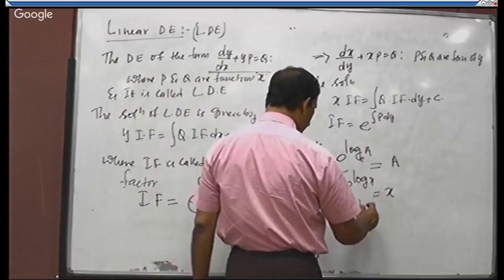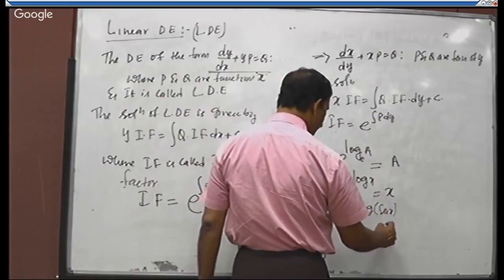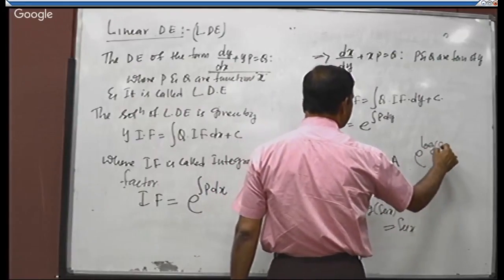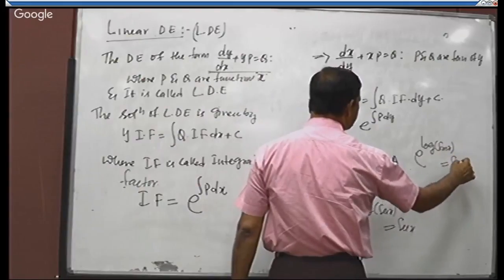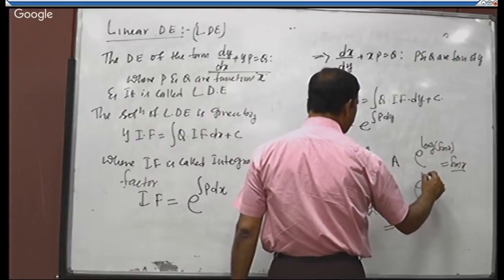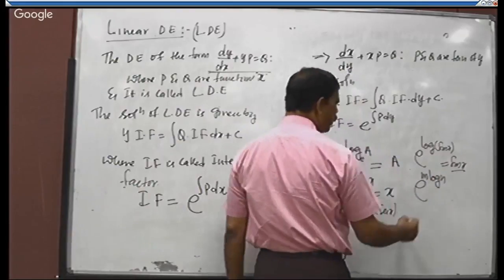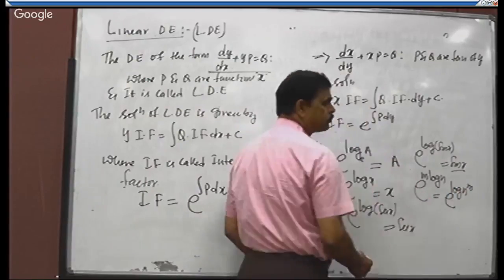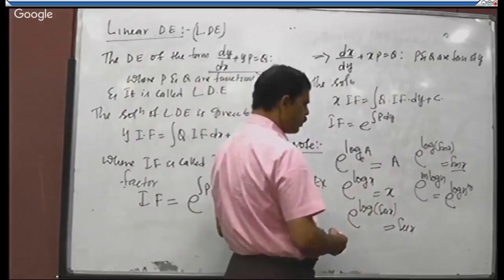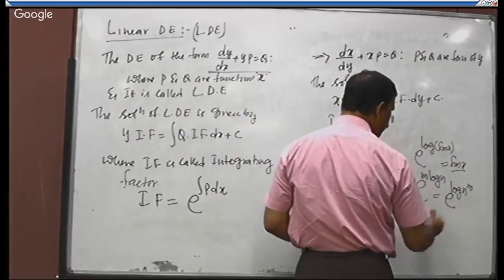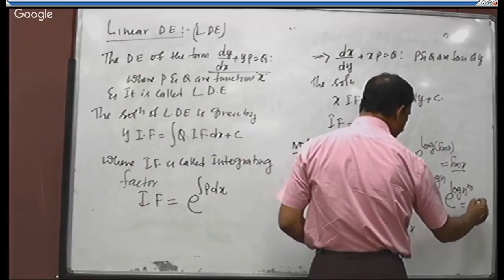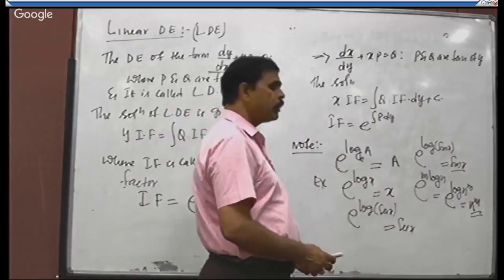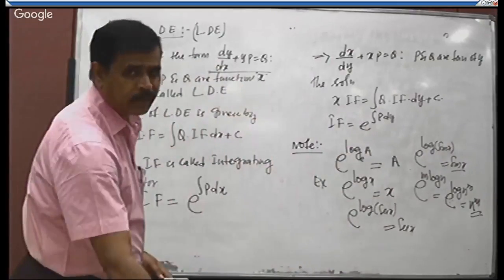e to the power of log of secant x, so this becomes only secant x. e to the power of log of sin x will become only sin x, right? e to the power of m log n, if it is the case, it is to be made as log of n to the power of m. e to the power of log n power m, then e and log cancel. n to the power of m will be the answer, right? These points are very important in getting the integrating factor, right?